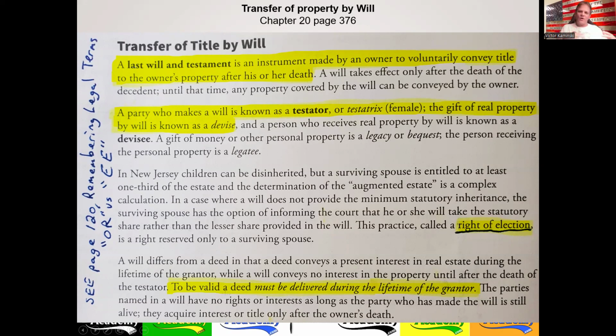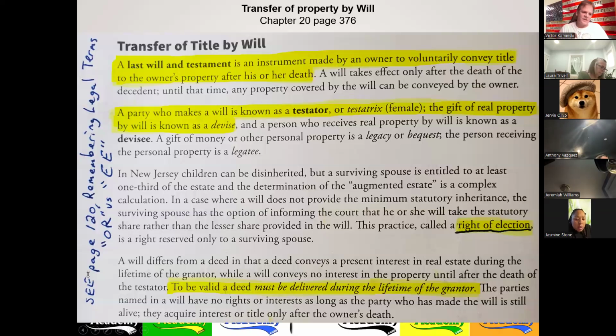Remember, I told you certain words end in OR and certain words end in EE. As long as you know what the root word is, if the word ends in OR, that's the person that's giving whatever the root word's talking about. If it ends in EE, that's the person that's receiving whatever the root word is talking about. So I'll give you time to write that down, and then we'll go over these. See page 120, remembering legal terms, and then I put OR in capital letters and in quotes versus EE.